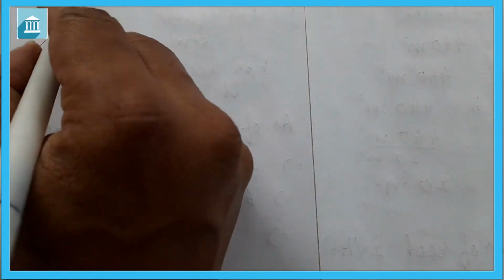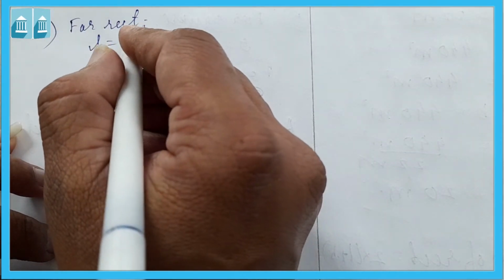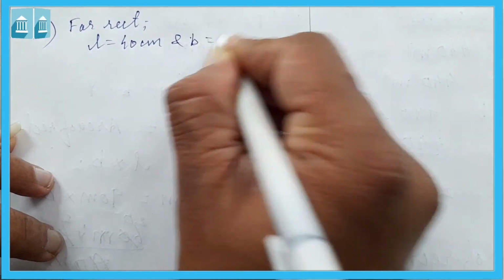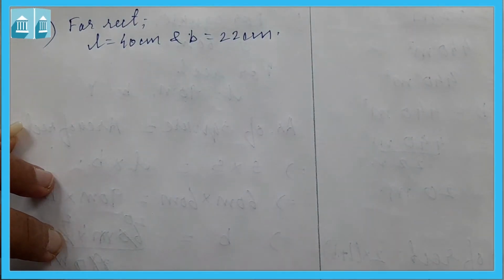Question number 6 is: a wire is in the shape of a rectangle, its length is 40 cm and breadth is 22 cm. If the same wire is rebent in the shape of a square, what will be the measure of each side? Also find which shape encloses more area. So first, for the rectangle, the length is given as 40 centimeter and the breadth is given as 22 centimeter.